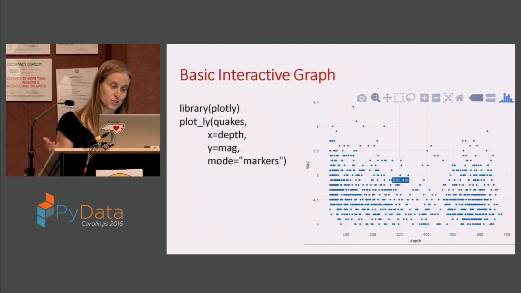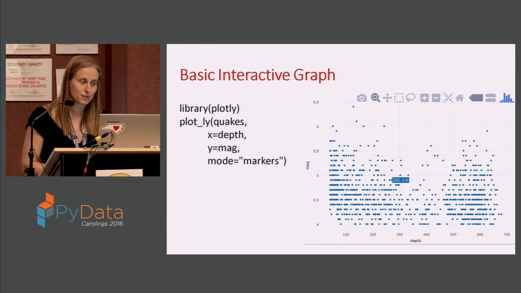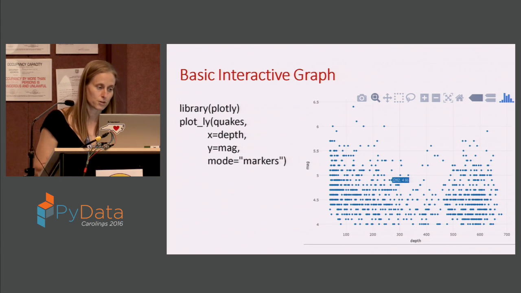But if you want to build just the basic interactive graph, it's almost as easy as the table. A few more lines. Library plotly, and it's plot_ly for the function. Give it the data, quakes. Tell it which is your x and y, if it's going to be a scatter plot. And then you have to give it a mode, which would be like lines or markers. In this case, we're making a scatter plot, so we'll say markers.